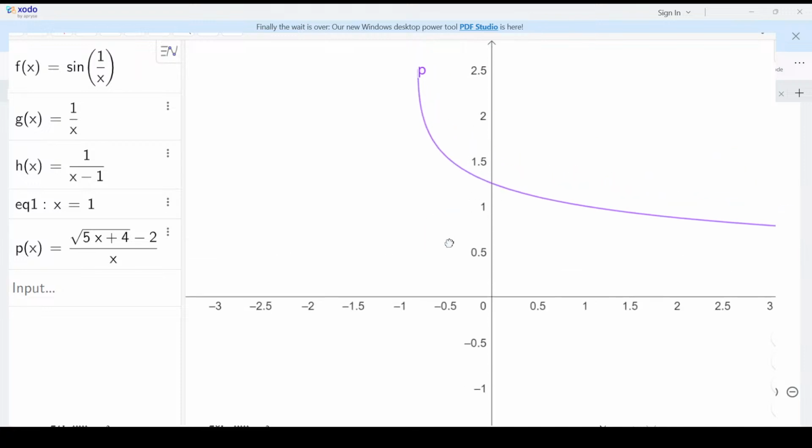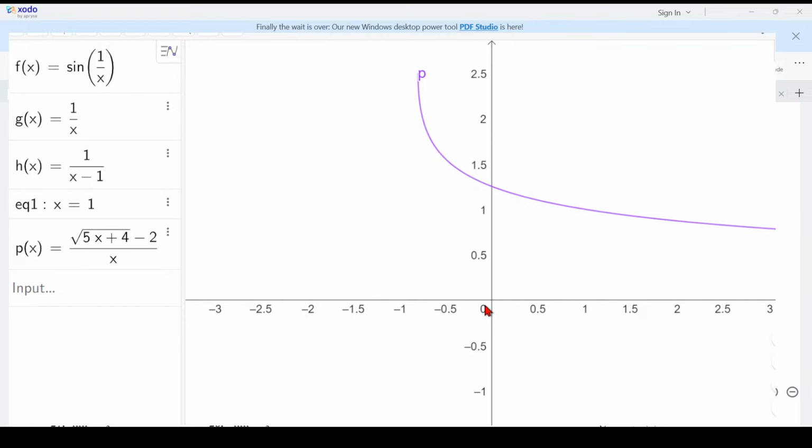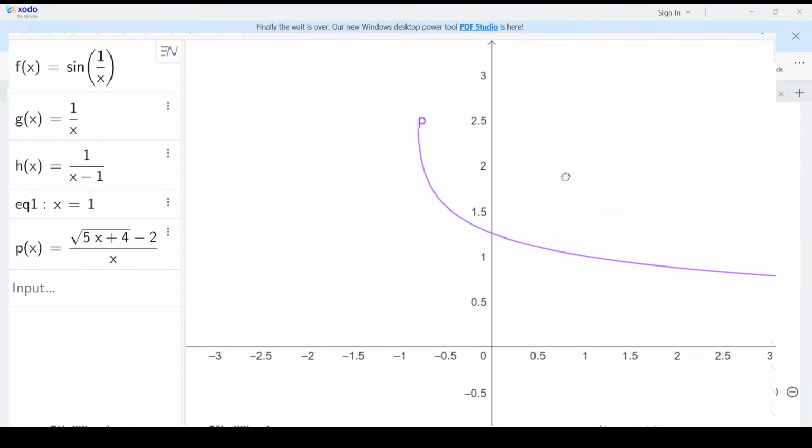Are you able to visualize this? When x is approaching 0, that means what is y approaching? Are you convinced that y is approaching 1.25? Graphically, you are sure, no? Yes, sir. When x is approaching 0, forget about y, the value of the function is approaching what? 1.25.